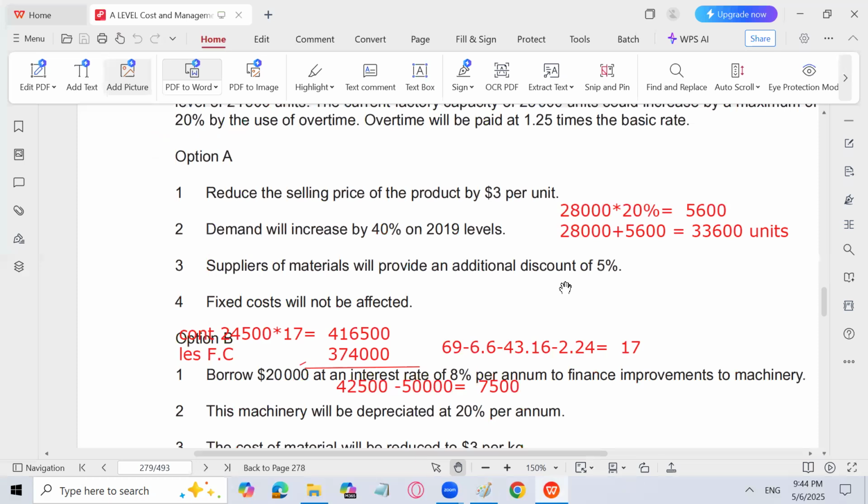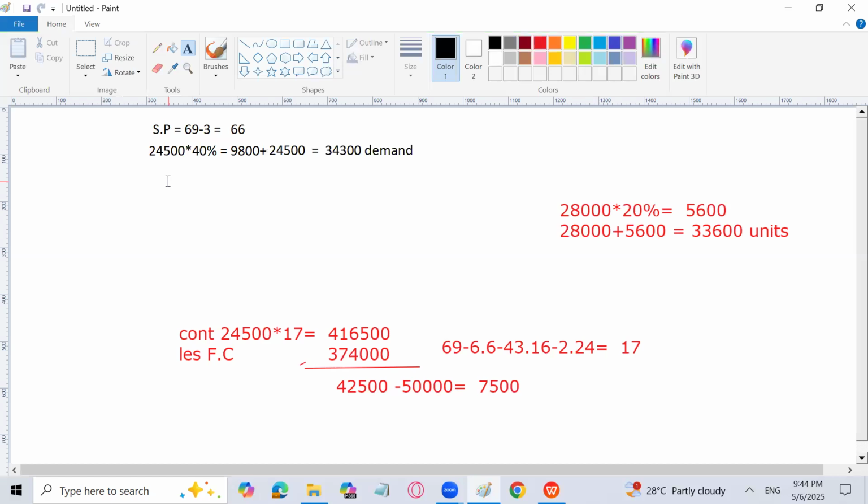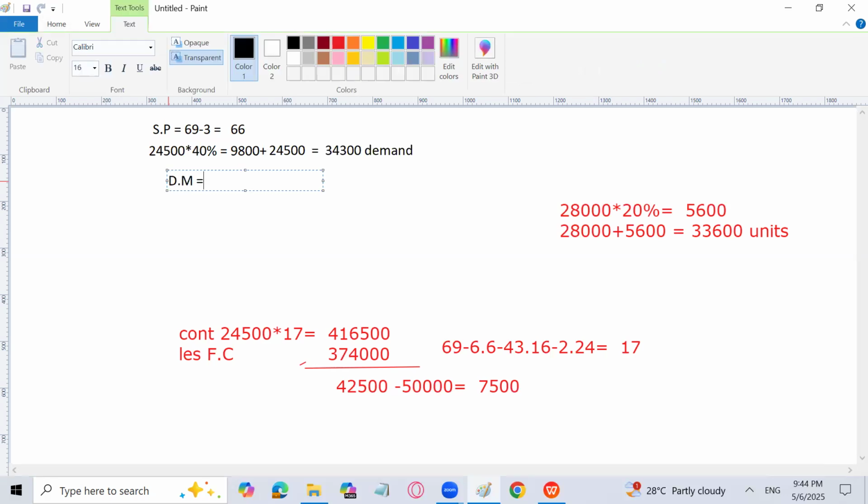Suppliers of material will provide an additional discount of 5%. So material cost will decrease by 5%. It was 6.6, but now it will decrease by 5%. So what is 5% of 6.6? 0.33. 6.6 minus 0.33 is equal to 6.27. So this is going to be our direct material for option A.